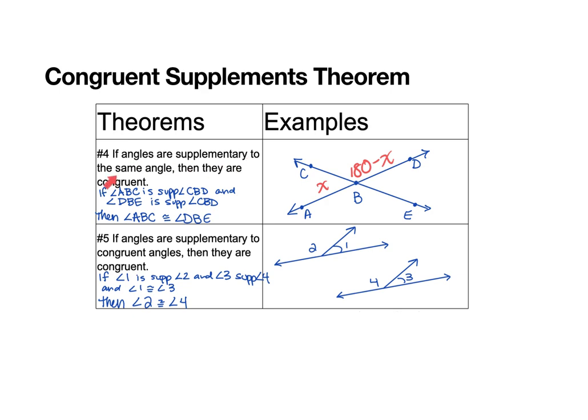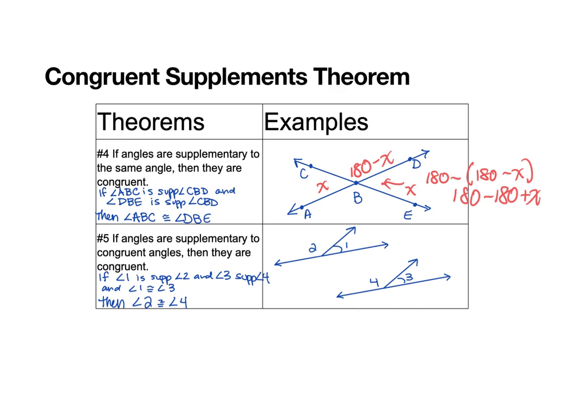So if angles are supplementary to the same angle, then they're congruent. ABC is supplementary to CBD, and DBE is supplementary to CBD. So that angle would be 180 minus x, distributing the negative. I find that's just x. So then these two angles would be congruent. Same thing works with congruent angles. If I know angle 1 and angle 3 are congruent, I know angle 2 and angle 4 are congruent.